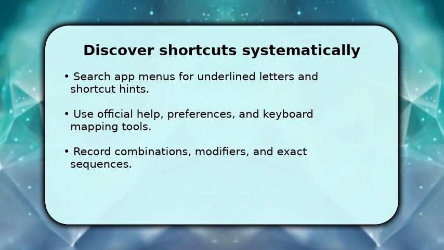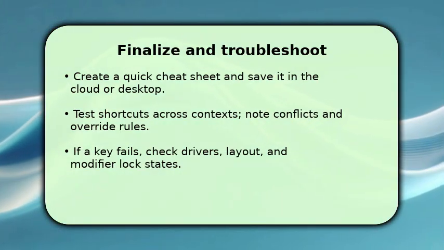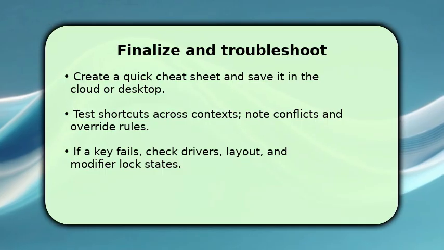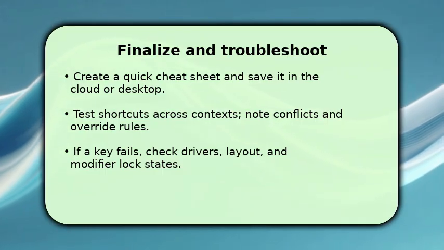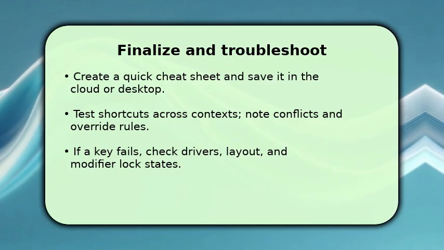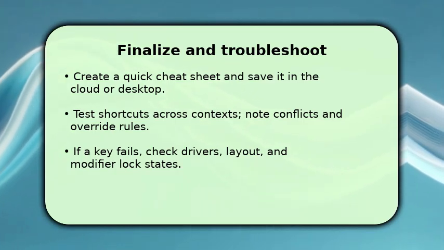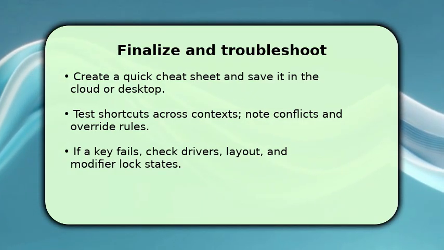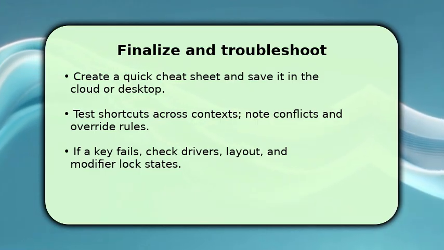You finalize by creating a short, organized cheat sheet. Save it to your desktop or cloud so it's accessible when you need it. Then test each shortcut in different contexts within the app because behavior can change with focus or selection. Note conflicts and prioritize which binding you want to keep.